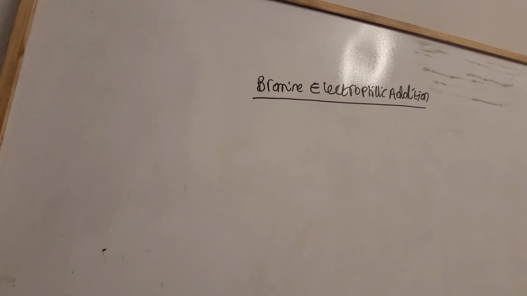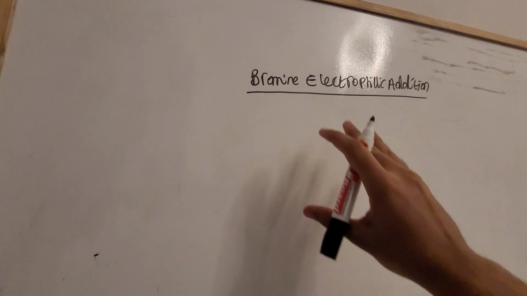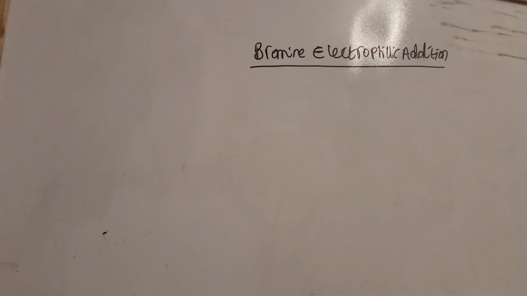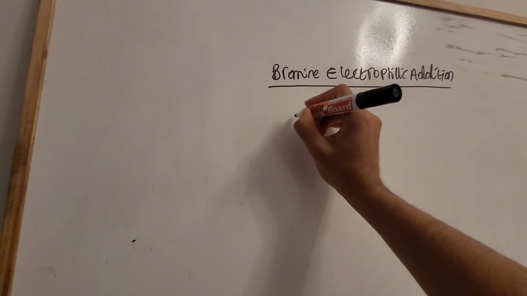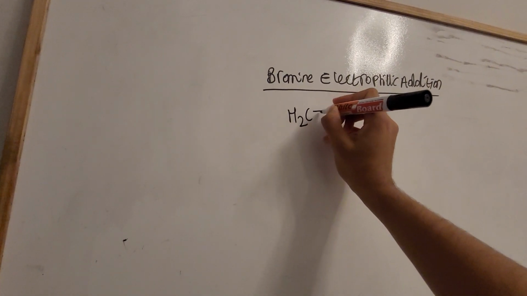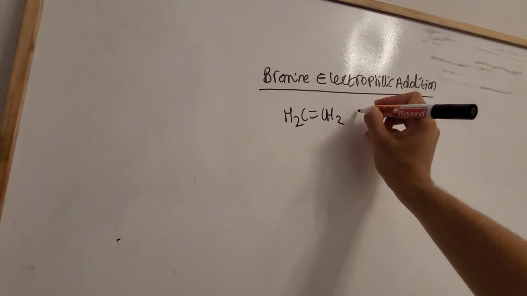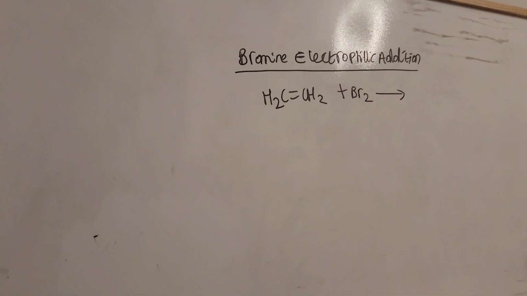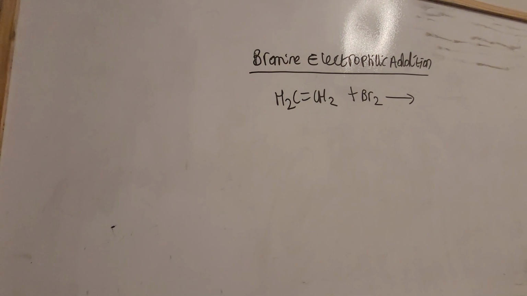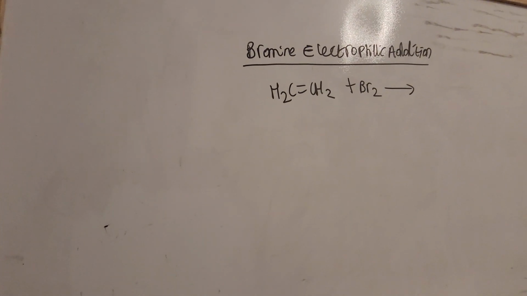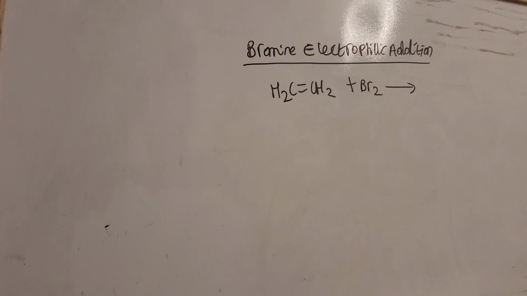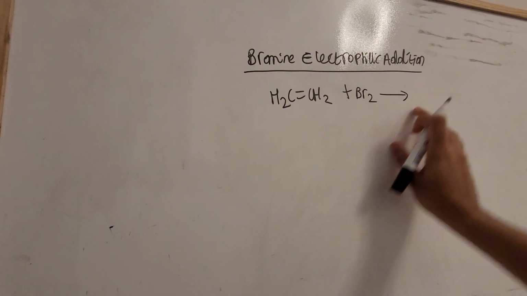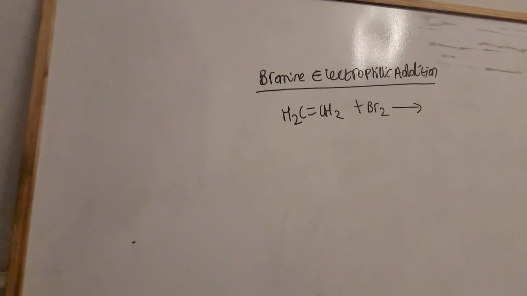First things first, bromine electrophilic addition with, in this case, let's just use ethene. So ethene, C2H4, plus Br2, because we're reacting with bromine, what do we get? Well, actually I'll leave this blank. Let's go through the mechanism and then we'll see what we get.